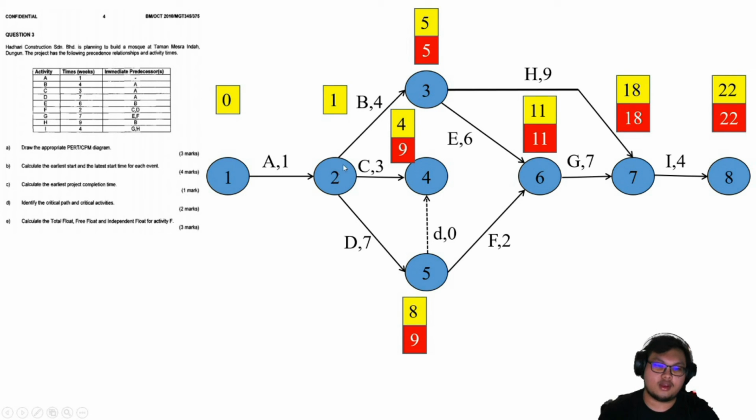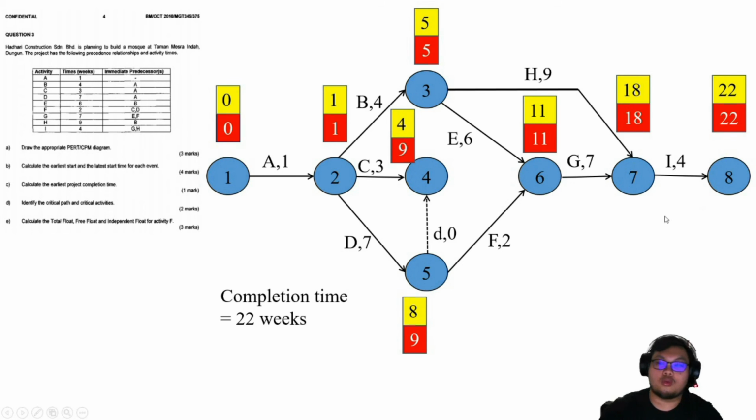To get the LET for event 2, we must choose from these three. 5 minus 4 equal to 1. 9 minus 3 equal to 6. 9 minus 7 equal to 2. So I will take the smallest one, 1. And then 1 minus 1 is 0. Yes, we get LET 0. And for the completion time, we have 22 weeks.